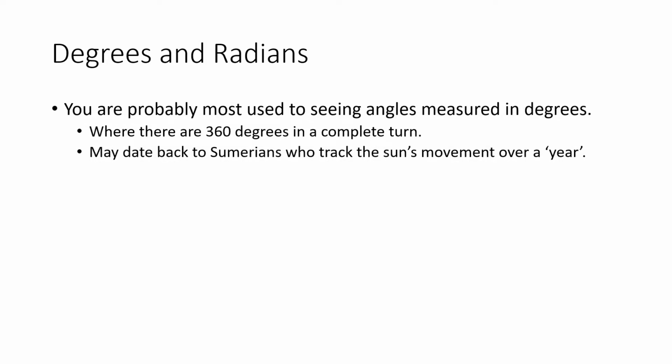Trigonometry needs to know a lot about degrees and radians. So you're probably used to seeing angles measured in degrees, where there's 360 degrees in a complete turn. A lot of people think this 360-degree system dates back to the Sumerians or Babylonians, who used to track the sun's movement over a year, and they thought a year was 360 days. It also just happens to be a number that's quite easily divided by a lot of things, like by 60, for instance.